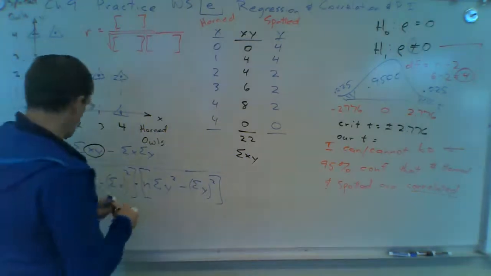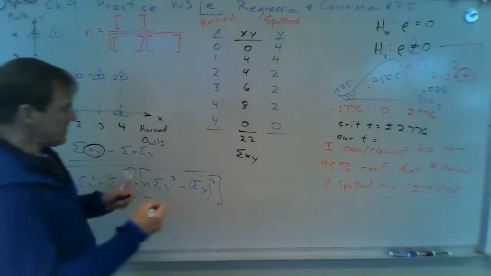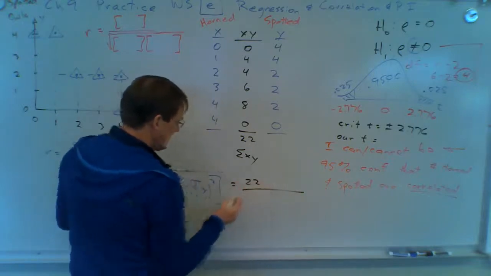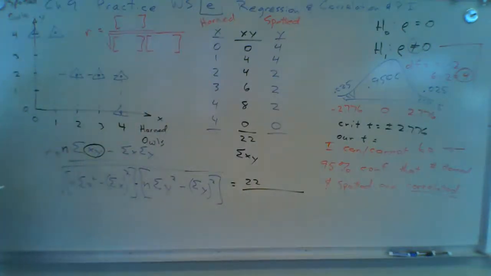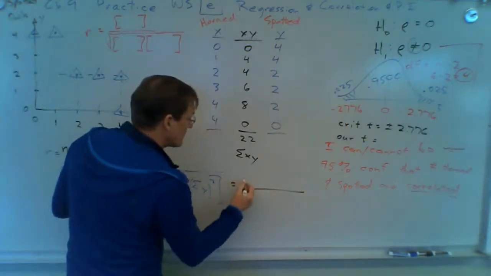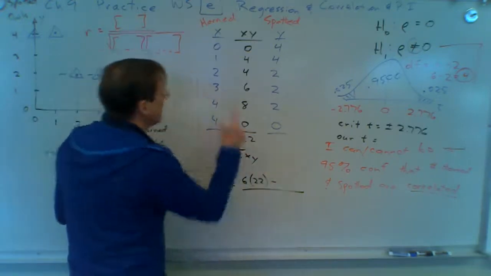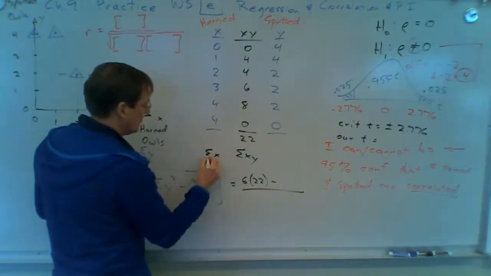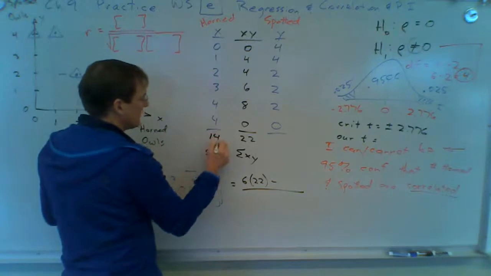Okay, so my R equation, I'll just do it right here. R is going to equal 22. And I think I forgot something there. There's an N in front of this. So it's N times the sum of the XY's. N, remember, is 6. So it's 6 times 22. And then we have the sum of the X's. Let's just add up the X column. So that's 3, and 3 is 6, there's 10. Looks like the sum of the X's is 14.